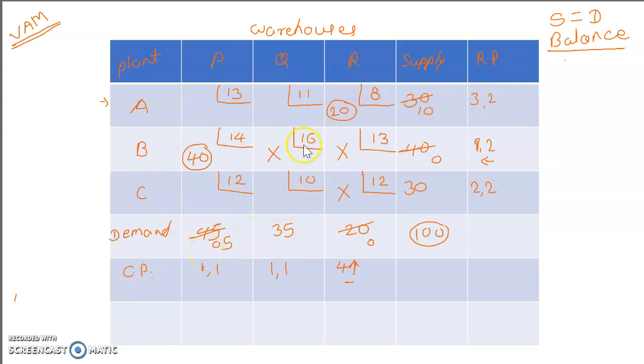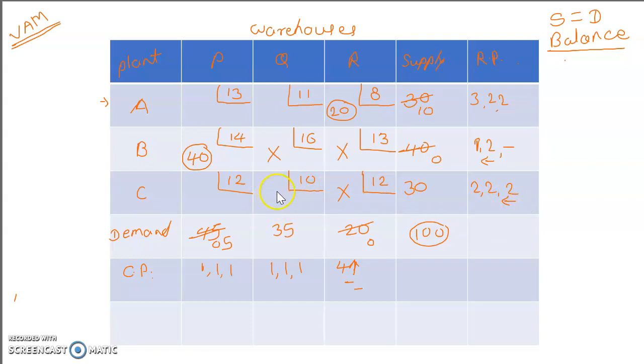Then proceed for the third iteration. Again calculate the penalties. For the first row 2, for the second row no need, for the third row 2, first column 1, second column 1. So again, among these 4 penalties, the maximum penalty is 2. As per our previous discussion, consider the maximum capacity row. So this is that row.